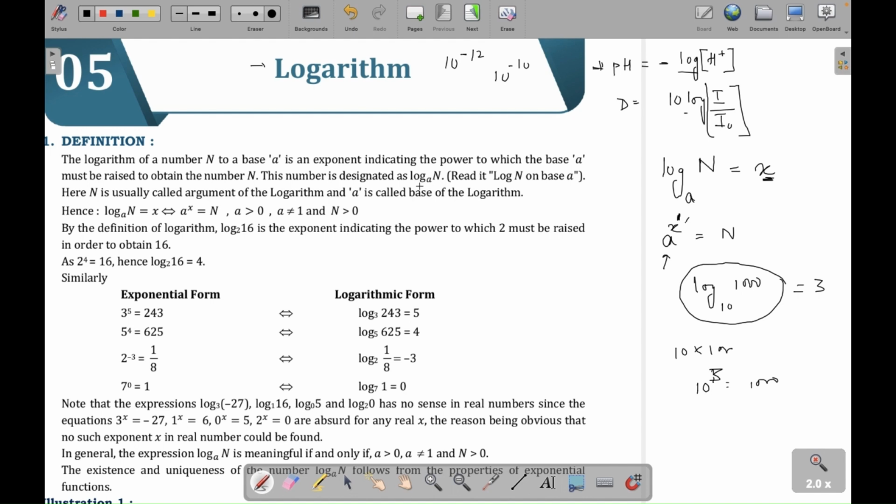So we read it like this: log, then the number, not the base. First we read log n to the base a. This is how we read any given log. Here n is usually called the argument of the log and a is called the base of the log. So n is the argument or the number and a is the base.